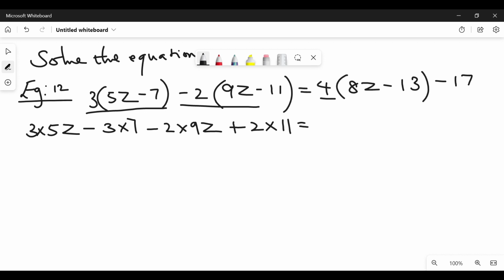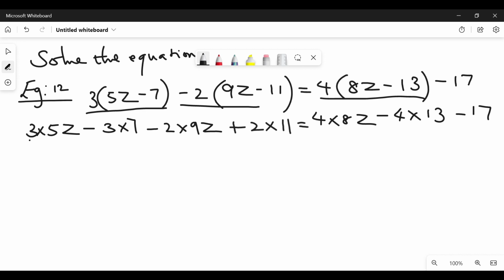Do the same thing with the right hand side. This means 4 times 8z. Then put the minus sign and then multiply 4 by 13 and then keep the 17 as such. This is actually the meaning of it. What we did now is we just opened the bracket. Opening the bracket is multiplying by the number which is before the bracket, multiplying the content, and keeping it ready for the next process.